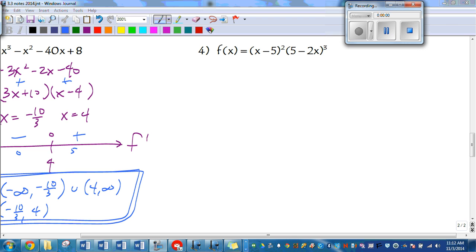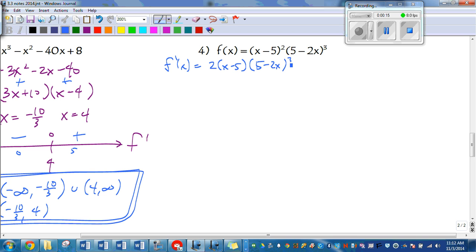With our derivative on this one, we have to use product rule and chain rule. So derivative of the first, we get 2 times x minus 5 to the first, times derivative of the inside is just 1, times the regular second function. Plus regular first function, so x minus 5 squared, times derivative of the second one, we're going to get 3 times 5 minus 2x squared, times derivative of the inside is negative 2.